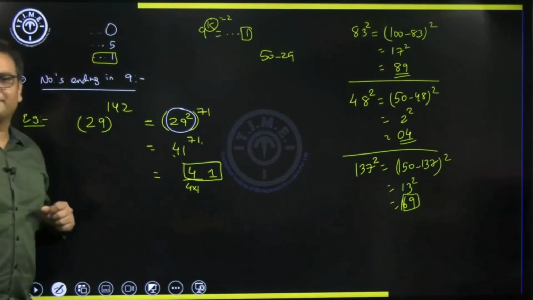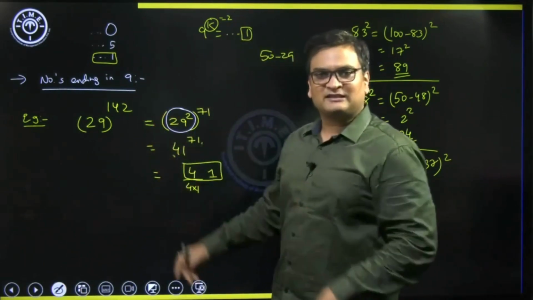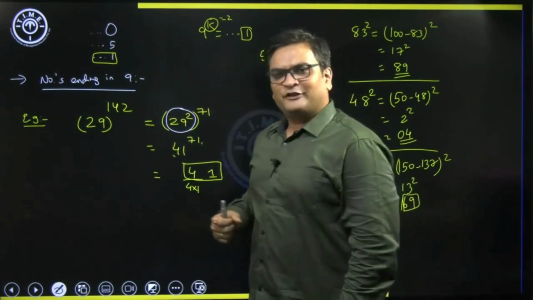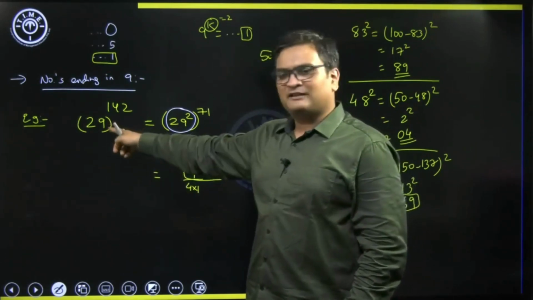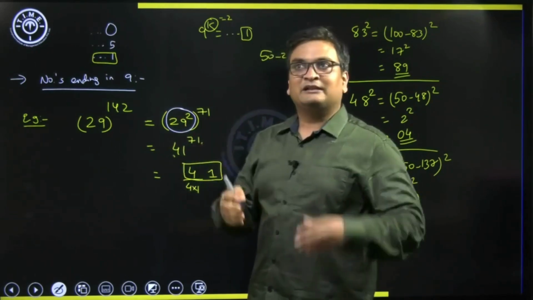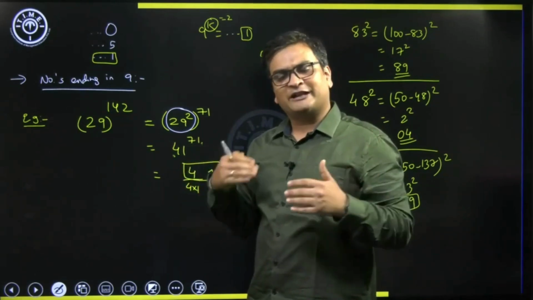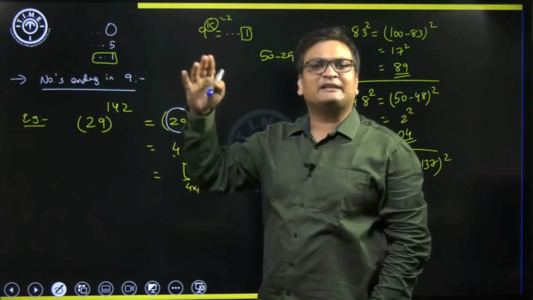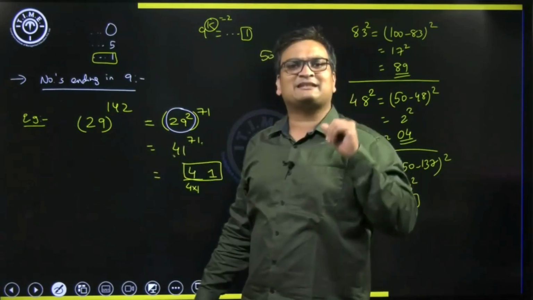Now just visualize, if you don't know this process and you have to find the last two digits of 29 to the power 142, it would be a very time taking process. You have to multiply twice, 29 square, 29 cube thrice, then 4 times and 5 times, then maybe after a while you will get a pattern. You will get a pattern much later. Based on that pattern, maybe you can answer this, but it will take a few minutes.